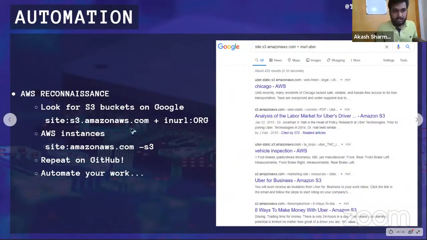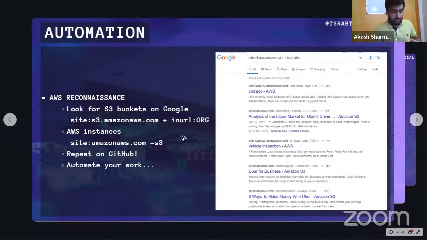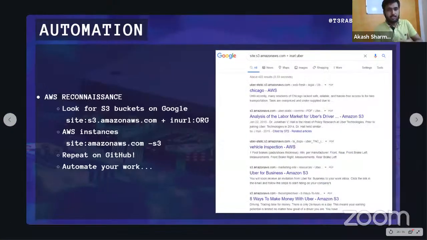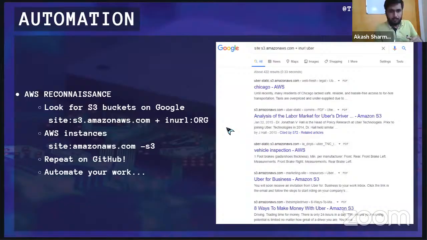So AWS reconnaissance, automating AWS reconnaissance is simple. You just do it with Google Dorks, not a big deal. You can repeat that on GitHub as well, because AWS uses buckets and instances, and they can be used for gathering information, and that can be really helpful when it comes to doing the reconnaissance. Next, what we can do is digital dumpster diving. Okay, I'll come to that part.